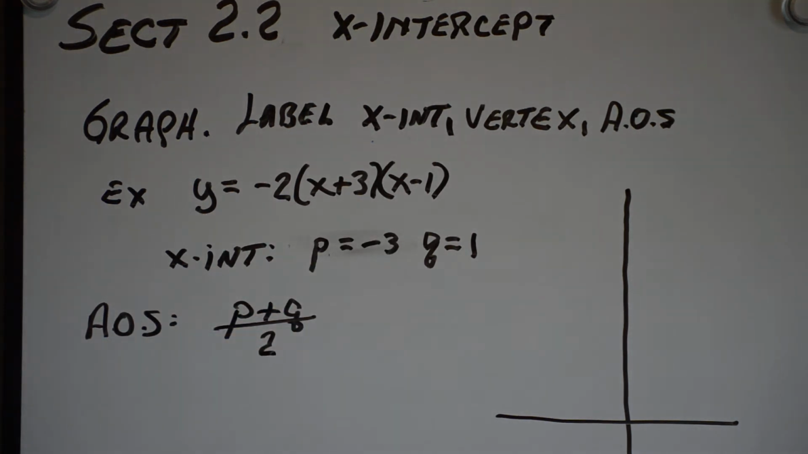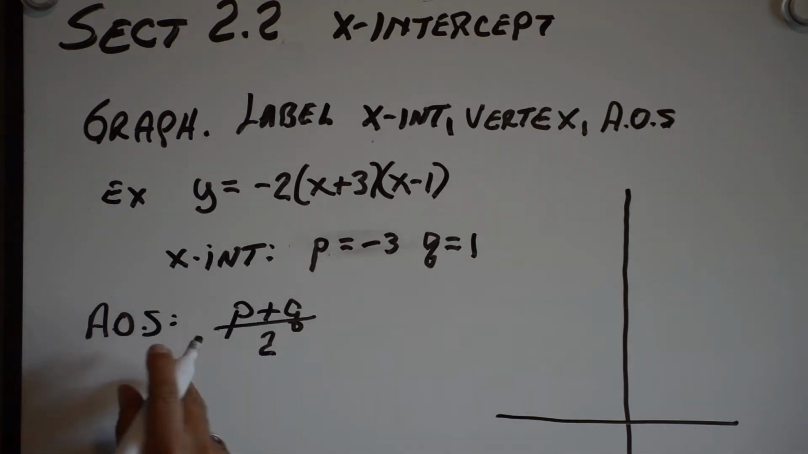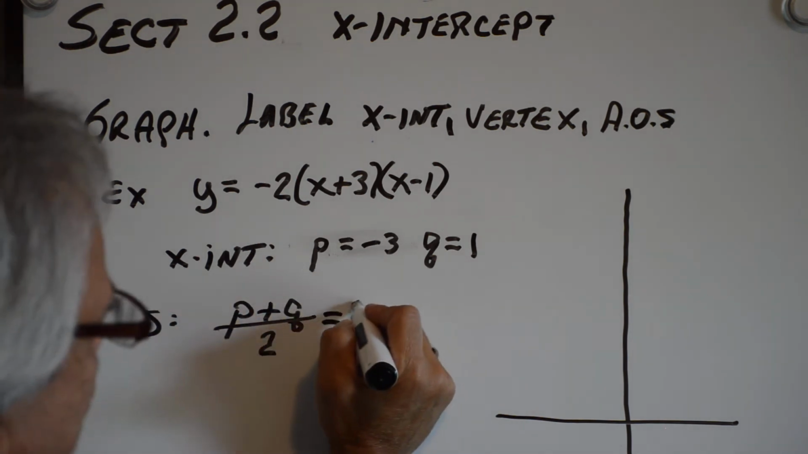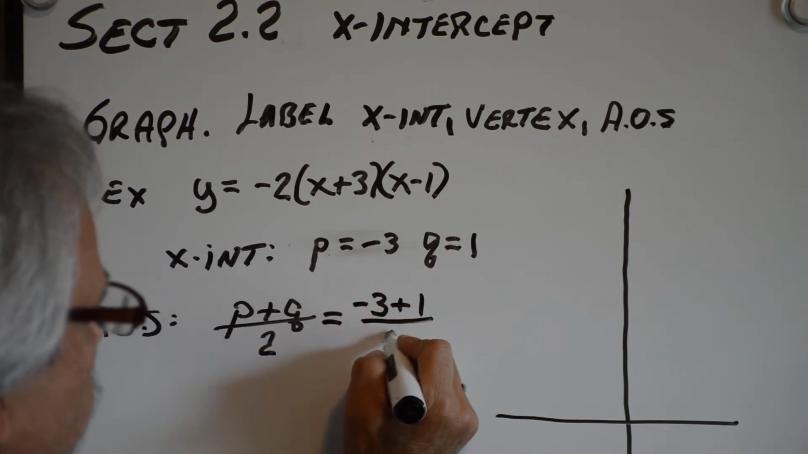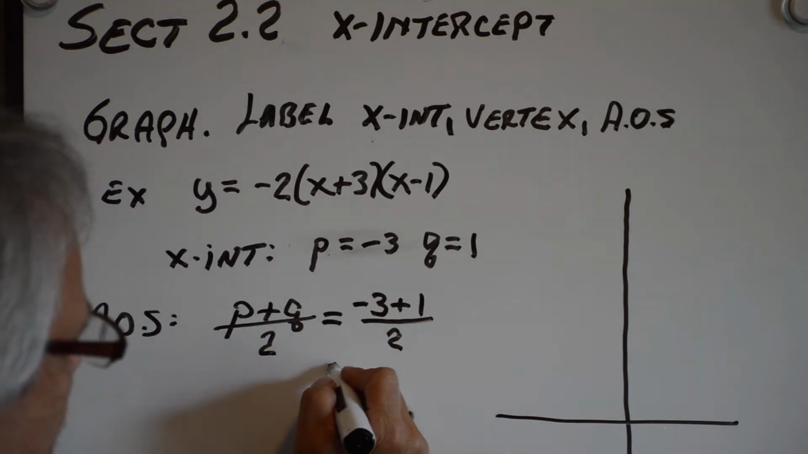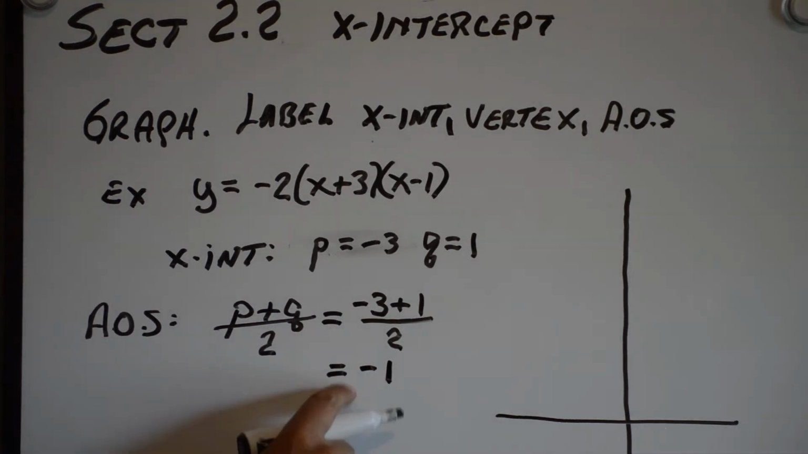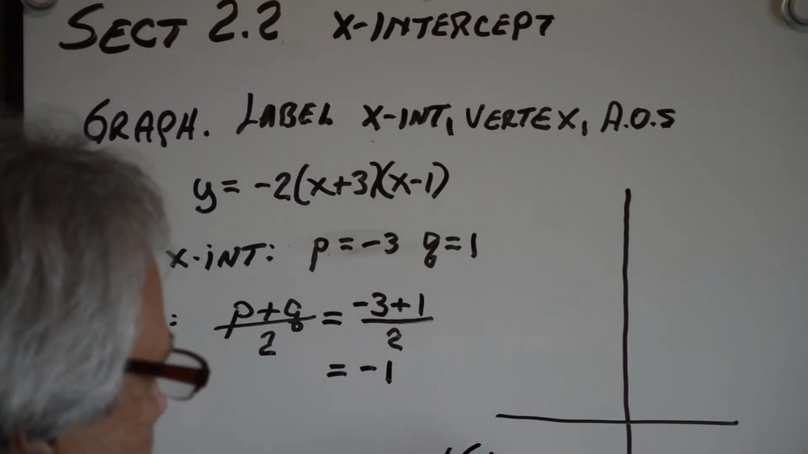Simple enough. Alright, so in this case, I do have to use this. My axis of symmetry is P plus Q over 2. So this is equal to, my P is a -3, my Q is +1, all over 2. So this guy is equal to a -1. Okay, that's my x value. That's the x value of my vertex. It is going to be a -1 comma something.